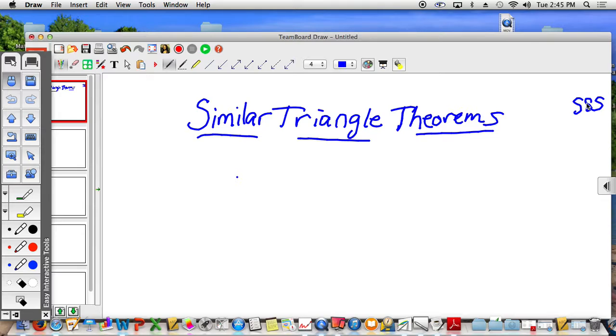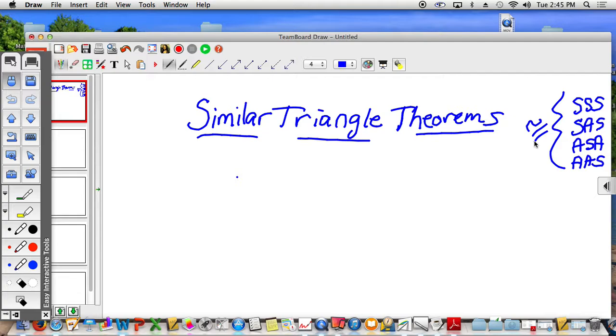What's another one? SAS. Another one. AAS. And there was AAS. There were 4 of them. These are the 4 that you can use if you are trying to prove that triangles are congruent.